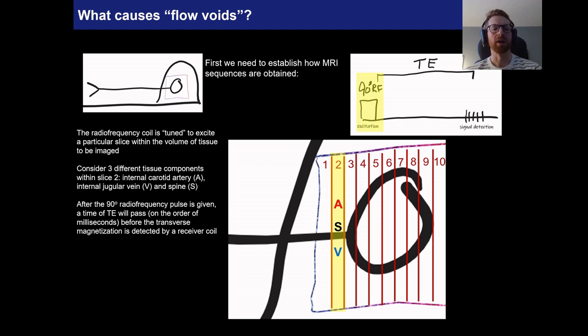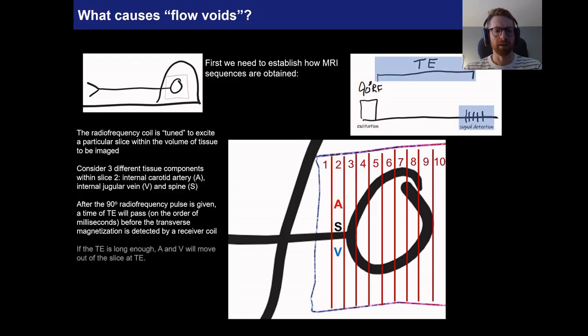Okay, so in order to sample this signal, we need to wait a certain amount of time, the time to echo, which is on the order of milliseconds, before we sample the signal with our receiver coil. If the time to echo is long enough, the blood in the artery and the blood in the vein will move out of the slice at the time that we're sampling the signal. So, question, is that the reason for flow voids? That's initially what I thought, but the answer is no, and this is important.